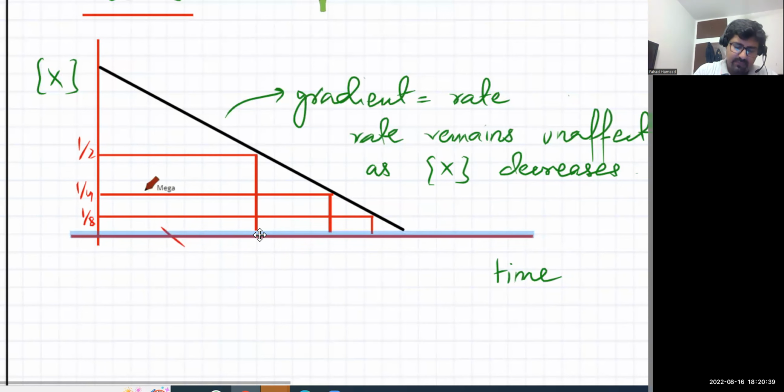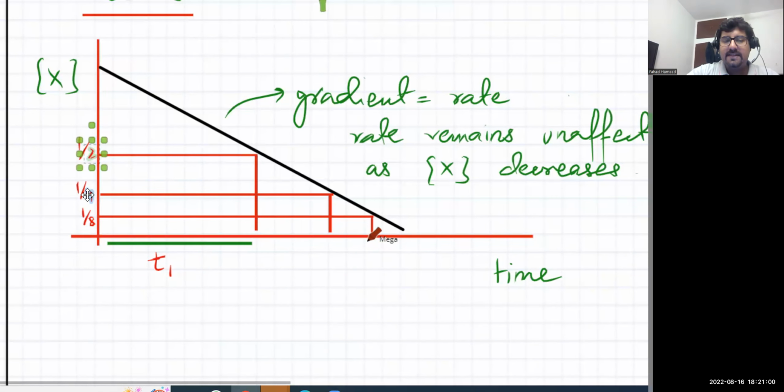So let's call this one, the first one, the first half-life. I'm going to call it T1. This is the second half-life. Once it became half, the next half, what time did it take for the reactant concentration to decrease by half once more? From here to half again, this is the time that's required. So that one is going to be T2. And this will be T3. That's the third half-life.